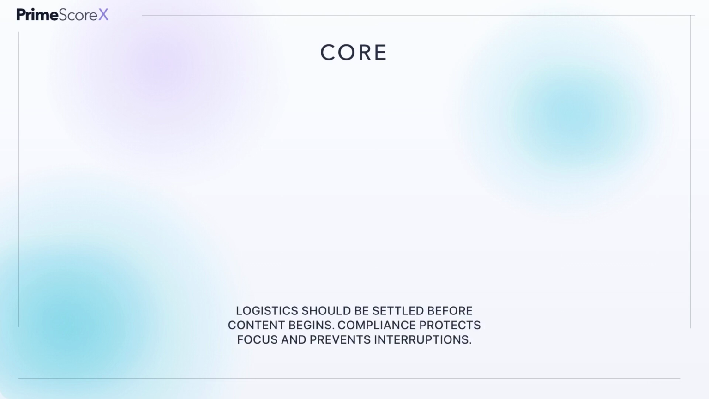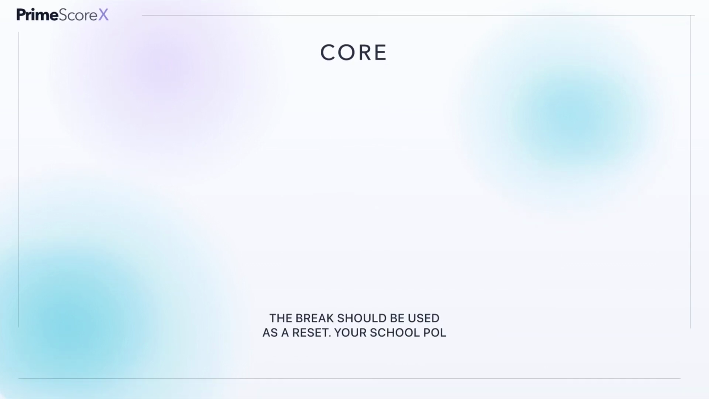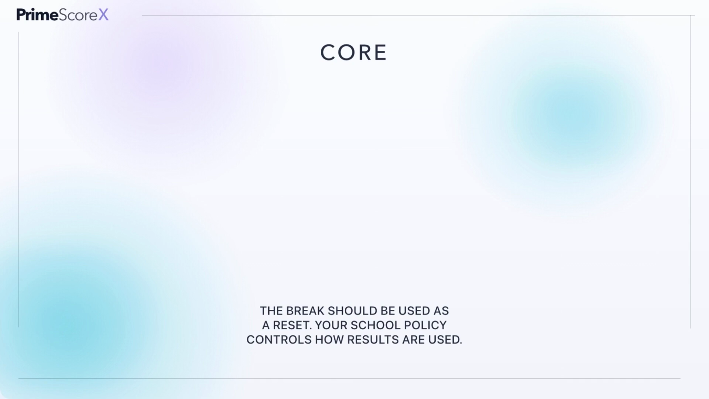A strong approach begins with two core ideas. First, logistics should be settled before content begins. Second, compliance protects focus and prevents interruptions. These ideas keep you from treating the TEAS like a random collection of questions. Instead, you start to see a system: what the test is asking, how the clock changes behavior, and where students usually lose easy points.